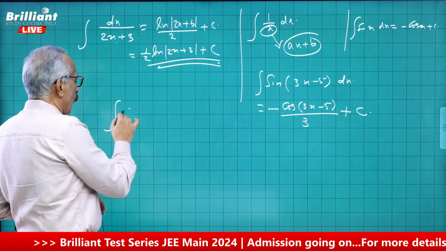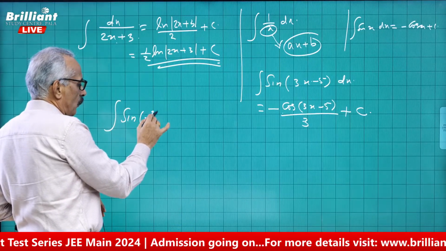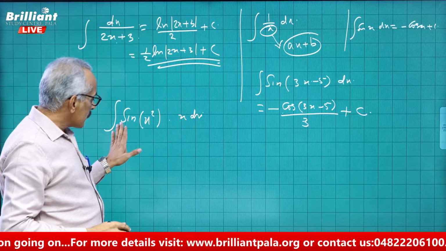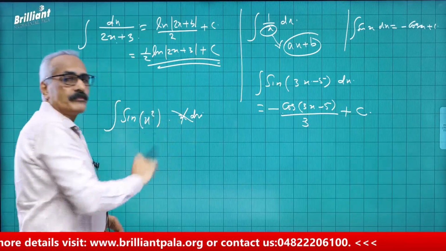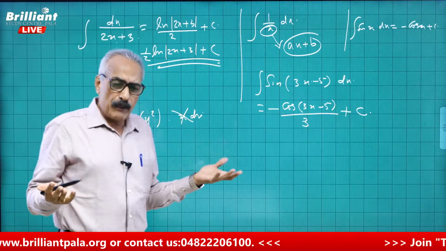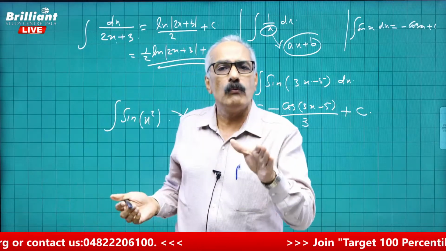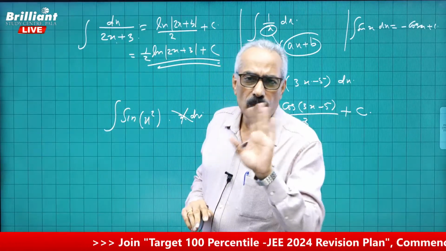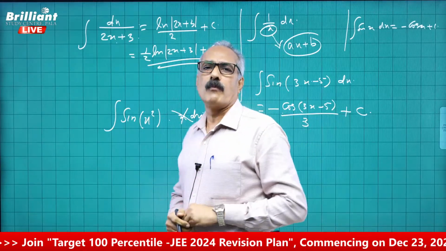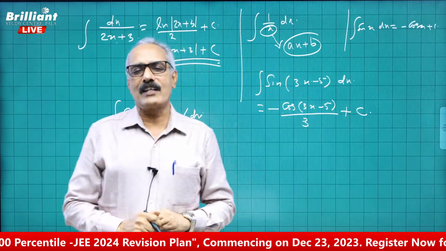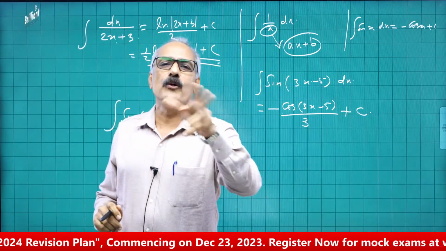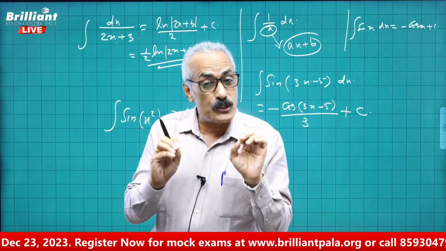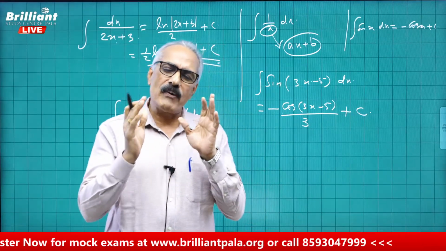Suppose I ask you what is integral sine of x square, say for example. Now suppose this is not there, sine of x square. Can I apply the formula integral of sine x? No. Instead of x there is x square, a second degree polynomial, where we are not supposed to apply the formula, unless you change your x square into a new variable t. That is called the method of substitution.